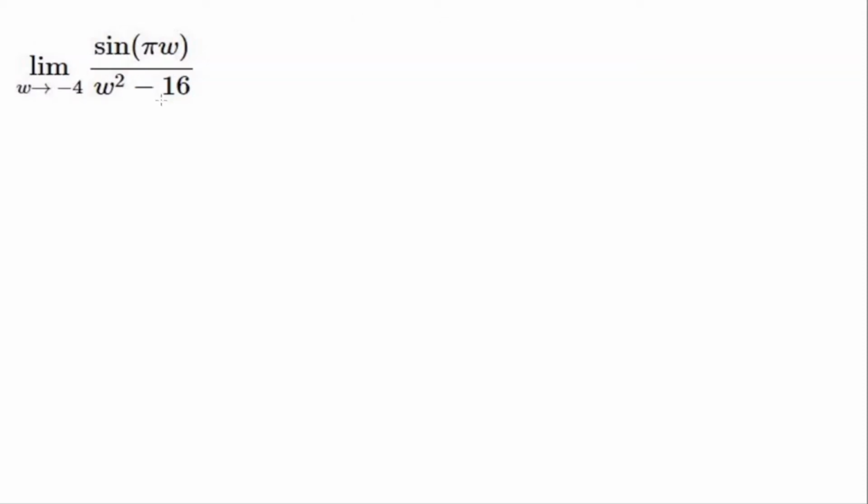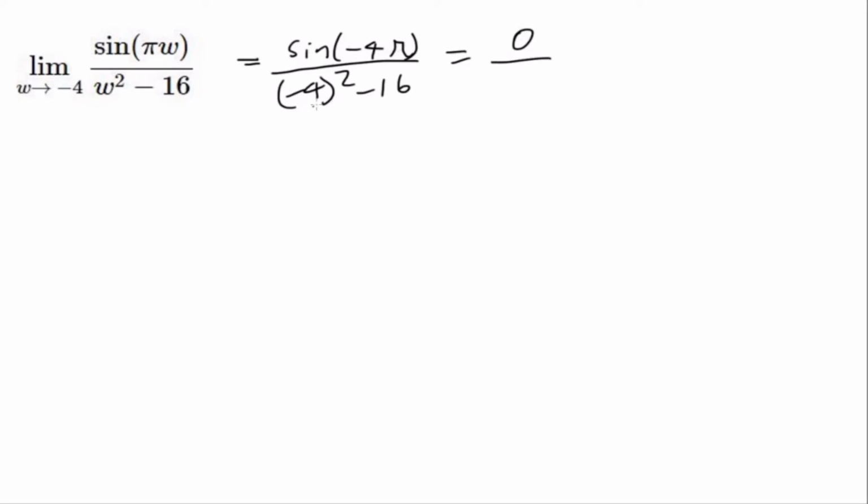So our second question here is the limit of omega towards minus 4 of sine pi omega all over omega squared minus 16. So first thing we have to do is to test whether we can use L'Hopital's rule by putting in this limit. So sine of minus 4 pi over minus 4 squared minus 16. So this gives us minus 4 pi, of which sine is just 0, and minus 4 squared gives you 16, minus 16 is 0. So we can use L'Hopital's rule.